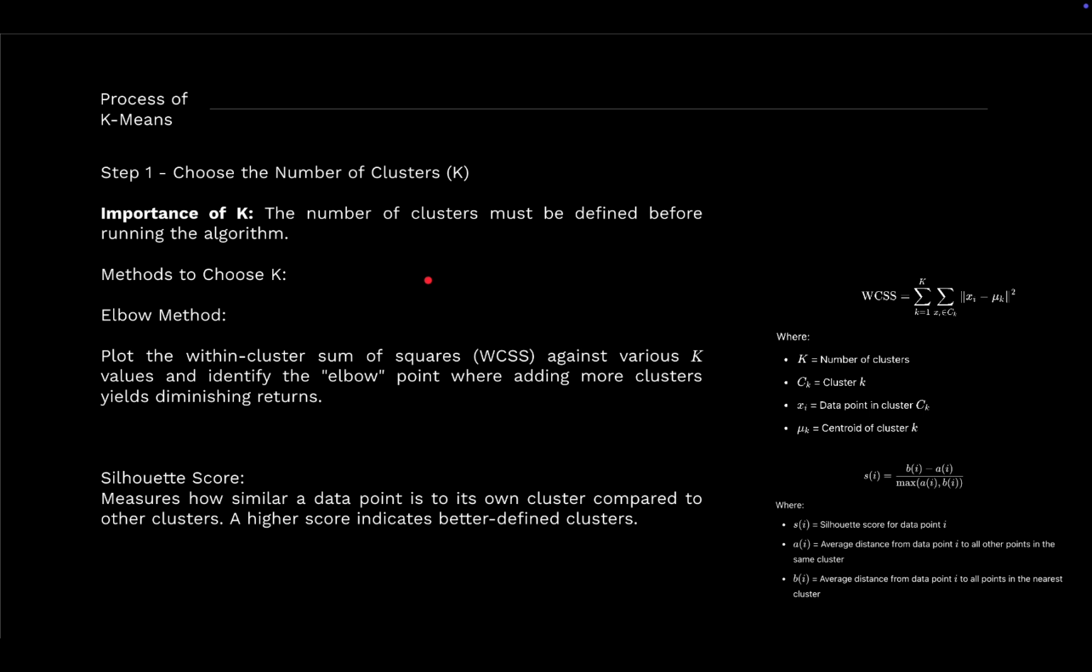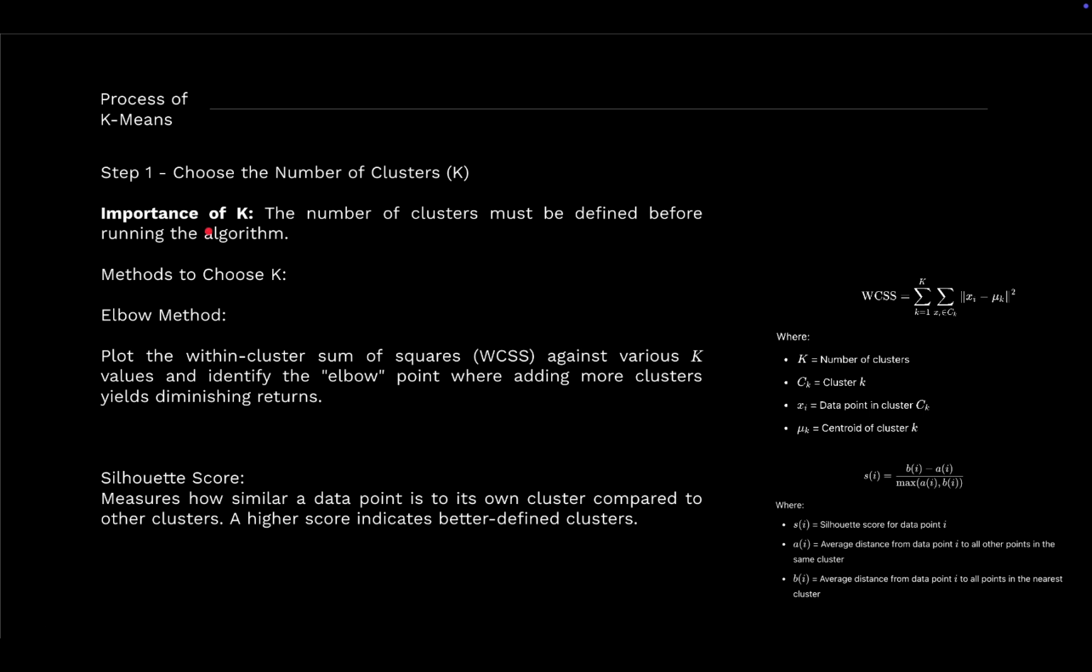So, we'll now discuss the process of k-means. To select the right number of clusters, we use methods like the elbow method, where we plot the within-cluster sum of squares (WCSS) and look for an elbow point where additional clusters provide diminishing returns. Another technique is the silhouette score, which measures how similar each point is to its own cluster compared to other clusters. A higher score indicates better defined clusters.